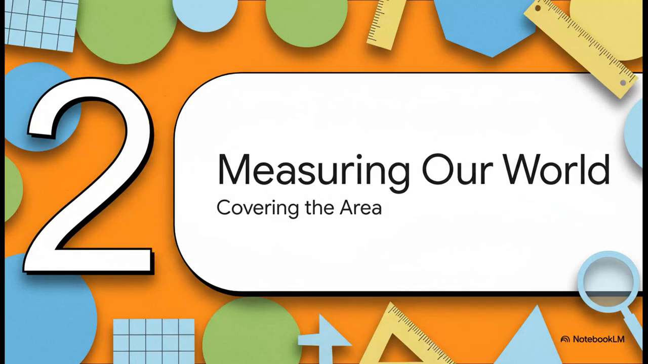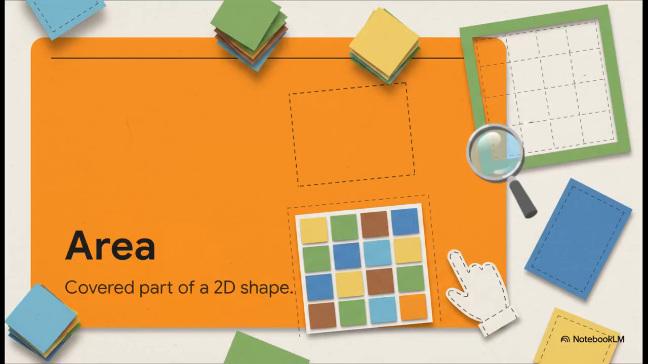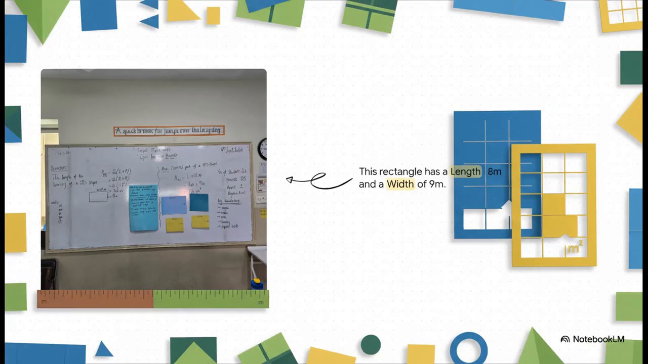Fantastic. Okay, so we've walked all the way around the outside, but what about all the space inside the shape? Well, that's our next big idea, and it's called area. So the area is basically how much space a flat shape covers up. Imagine you're putting square tiles all over a floor. If you wanted to know exactly how many tiles you need to cover the whole thing, you'd be finding the area. Let's check out a new rectangle to practice finding the area.